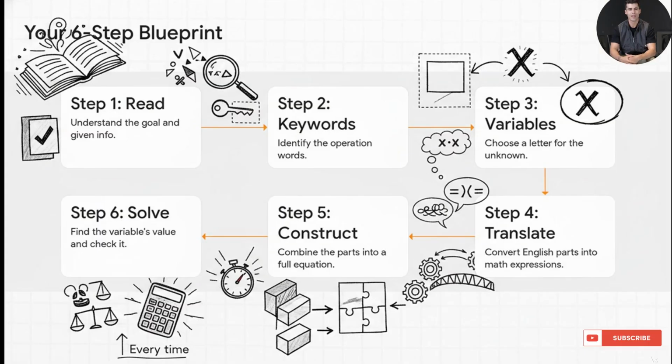Just 6 steps. First, read the problem and actually understand what it's asking. Second, hunt down those key words from our dictionary. Third, pick a letter. X is the classic for the thing you don't know. Then, you translate the phrases, build the full equation, and finally, you solve it and, this is key, check your answer. Just follow these steps, in this order, every single time.